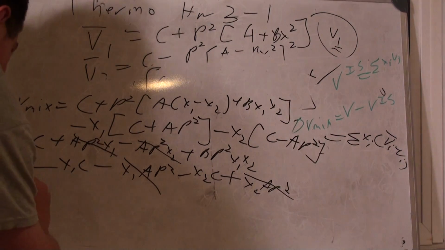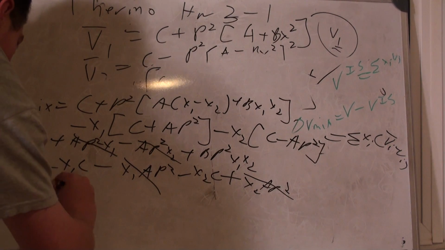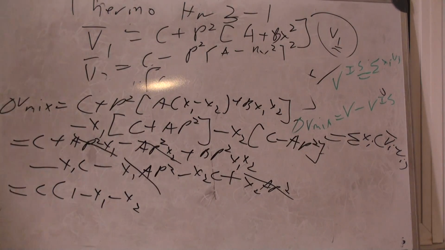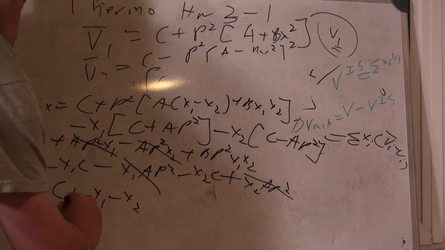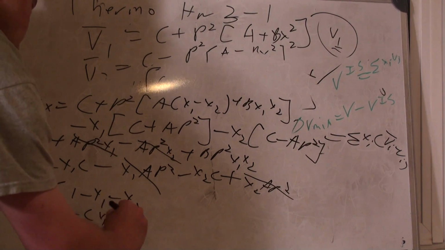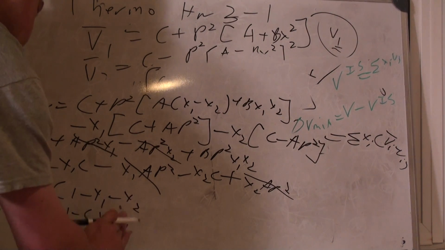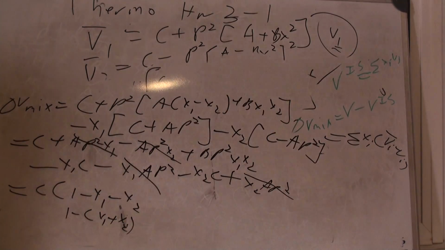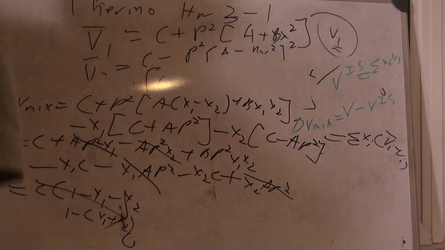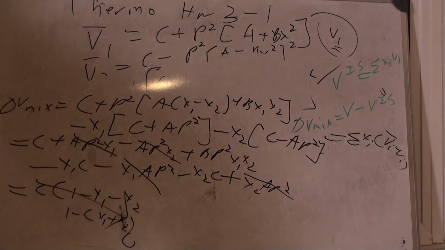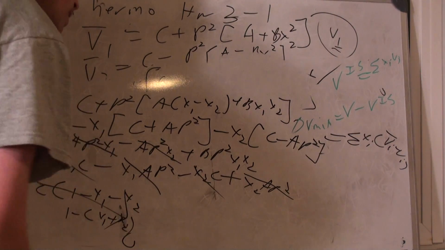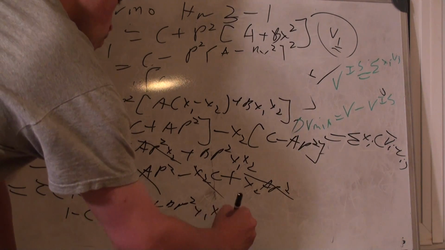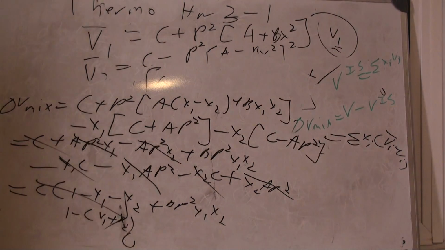Alright, let's look at our C's. So I got C times 1 minus x1 minus x2, which is equal to 1 minus x1 plus x2. And what's x1 plus x2? 1. And what's 1 minus 1? 0. So that all goes to 0. Like I told you, this was going to clean up nicely. So those all go to 0. And I have B plus BP squared x1 x2. Okay, can I simplify that any more? Well, no. That's my delta V in mixing.